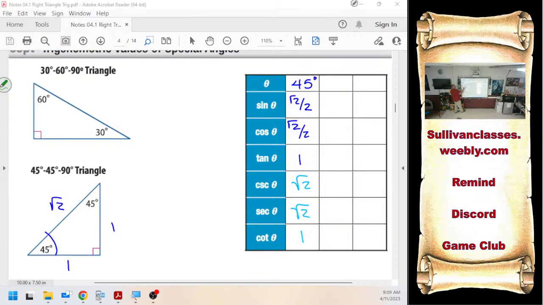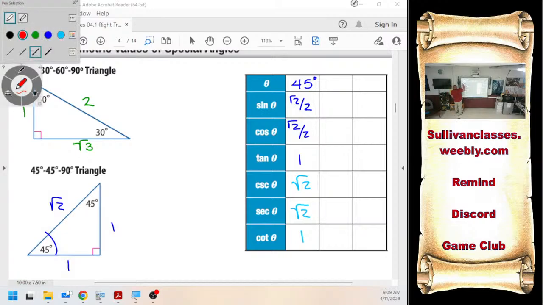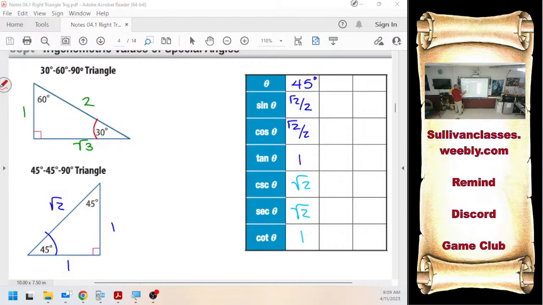My ratios are, who goes where? 1 is across from 30. Square root of 3 is across from 60. Hypotenuse is 2. So this is what I meant about no, sine isn't always going to be the smallest because it depends what angle we're looking from. If I'm looking from the 30, this would be opposite, adjacent, and hypotenuse. So go tell me the stuff for 30.